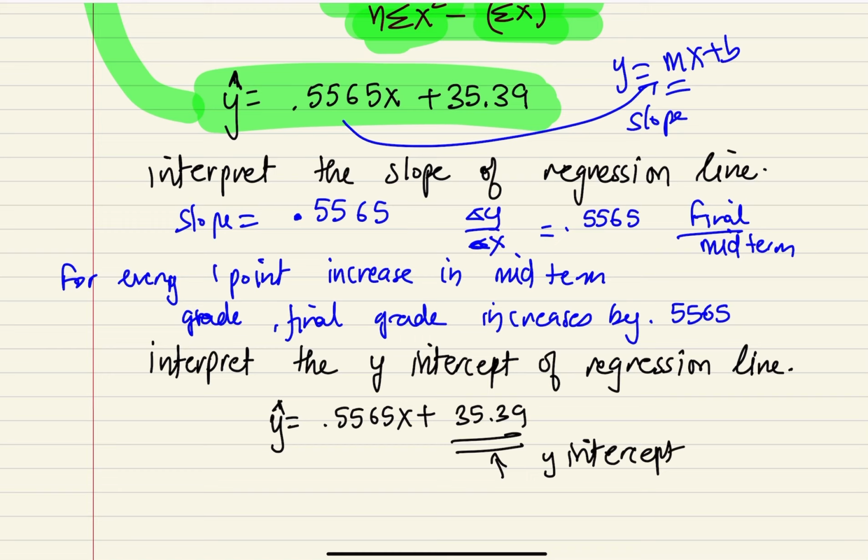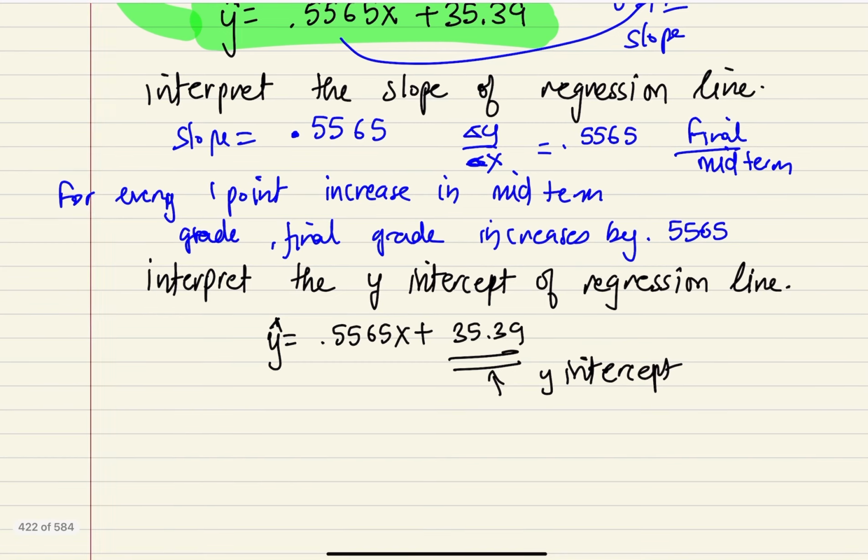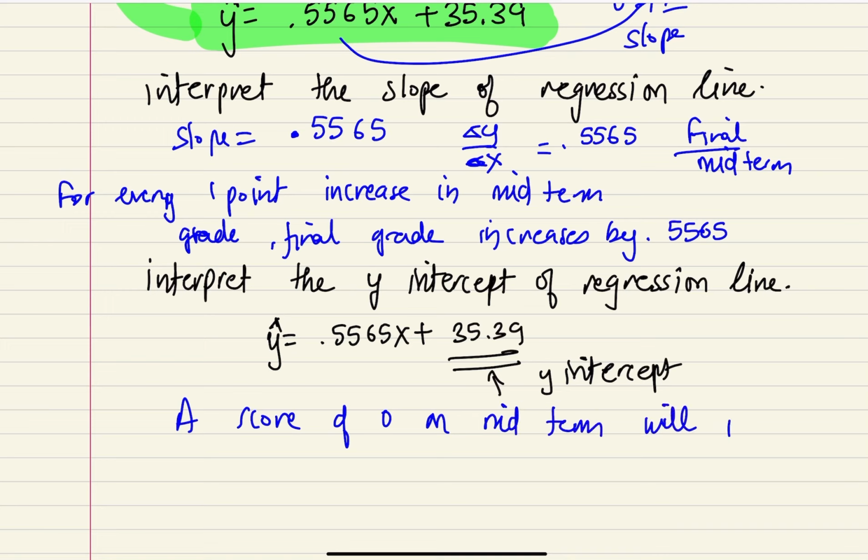The y-intercept is what a score of 0 on the midterm would produce, so if x is 0, what is y? It's the point on the graph where the line touches the y-axis. So a score of 0 on the midterm will produce a score of 35.39 on the final. That means if somebody scored 0 on the midterm, they're going to score 35.39 on the final.